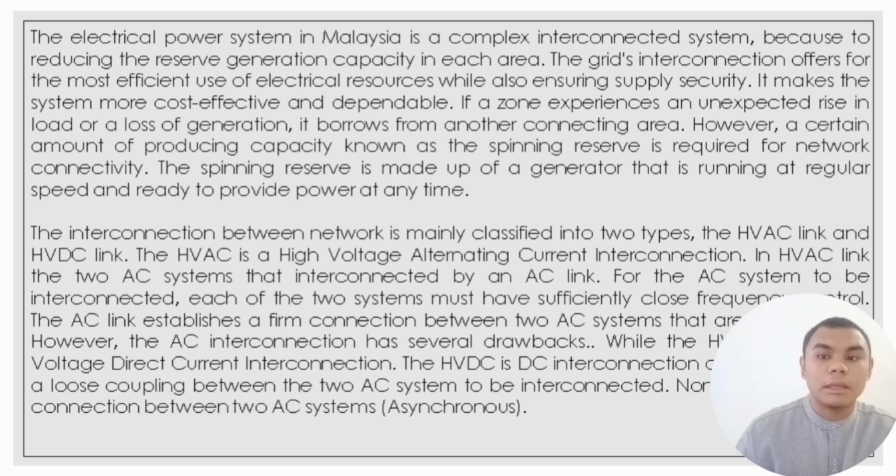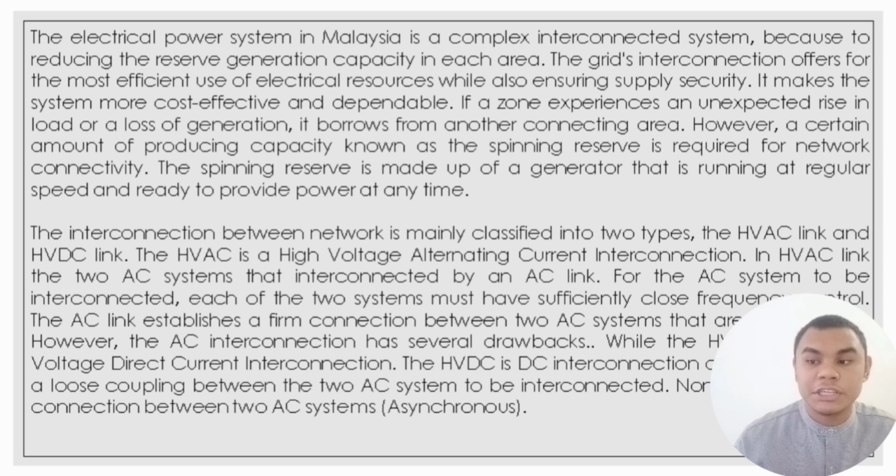at any time. The interconnection between networks is mainly classified into two types: the HVAC link and the HVDC link. The HVAC is a high voltage alternating current interconnection. In an HVAC link, the two AC systems are interconnected by an AC link. For the AC systems to be connected, each of the two systems must have sufficiently close frequency control. The AC link establishes a firm connection between the two AC systems that are to be linked. However, the AC interconnection has several drawbacks.